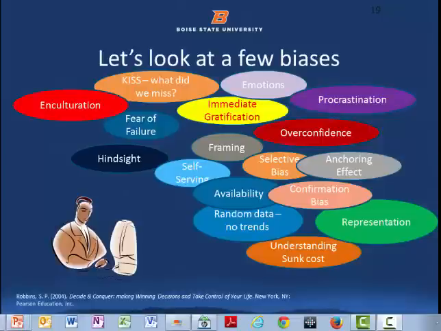All of them, we have the same activity. All of us have emotions. All of us tend to procrastinate. We can have a little overconfidence. Basically, understanding sunk cost is critical. I'm kind of jumping around a bit. We tend to look at hindsight. We all have a fear of failure. As we talk about KISS, keep it simple, but do we sometimes keep it too simple and miss the key points? And then enculturation.